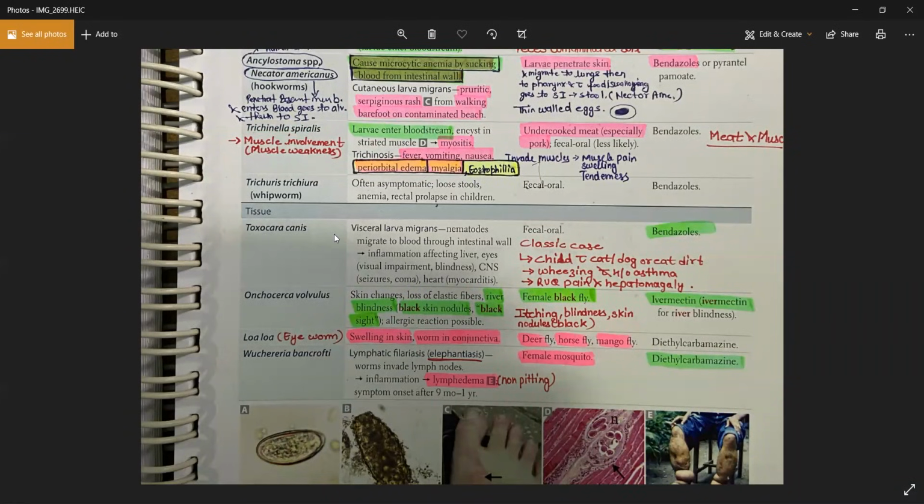In the heart, you can get the myocarditis. In case of CNS, you can get the seizures. In case of liver, you can get the hepatomegaly. In case of eyes, you can get the blindness even. And of course, it is through the fecal-oral route.